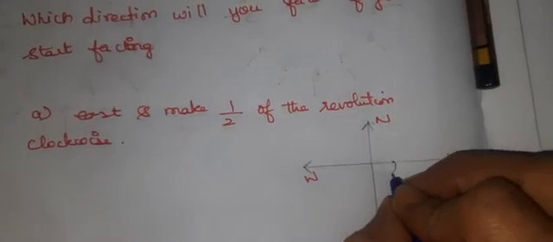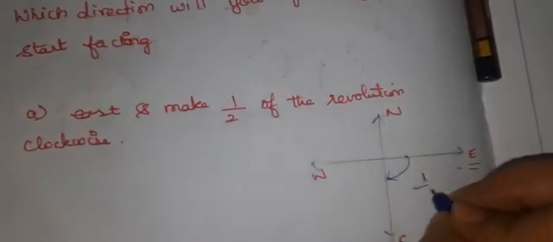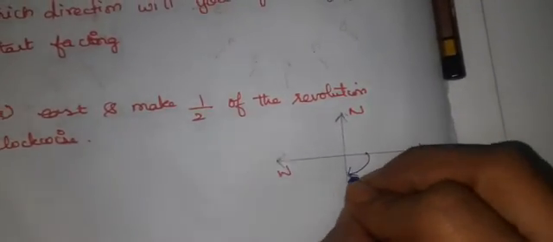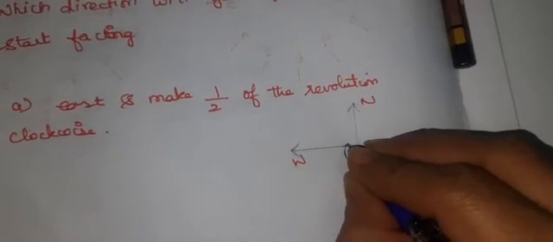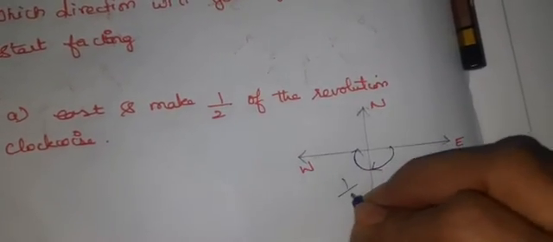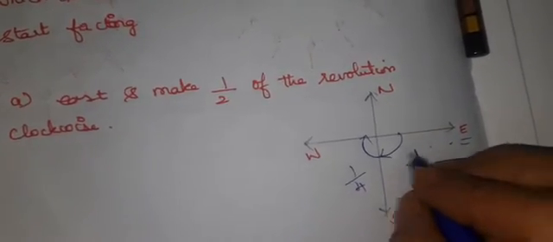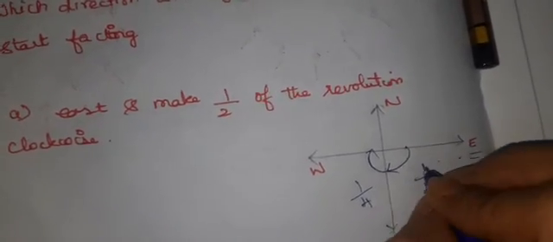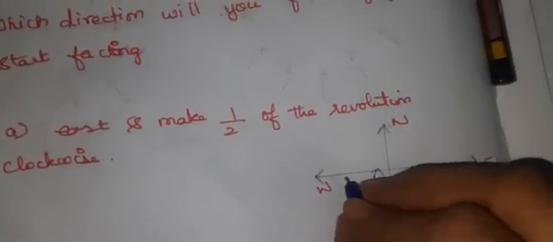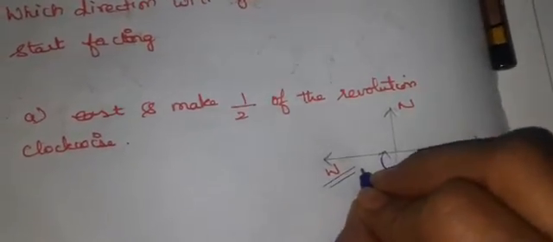See, this part forms 1 by 4 of the revolution. Again you are traveling in this clockwise direction and that forms one more right angle, which makes half the revolution. So when it is half, you reach the west. So you reach west.